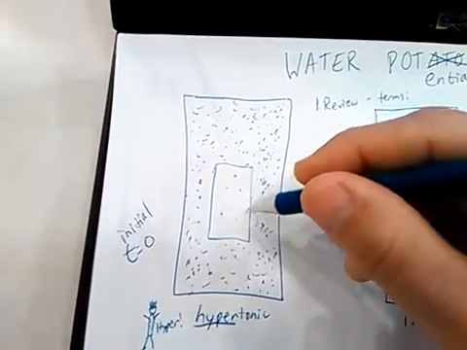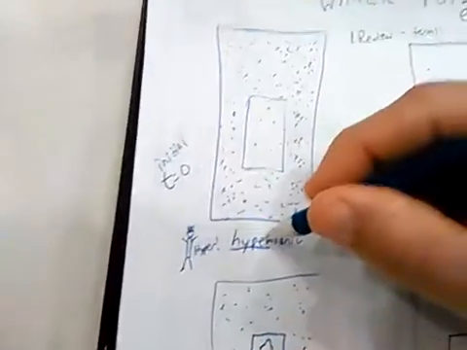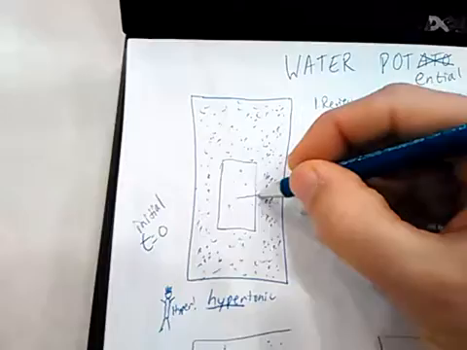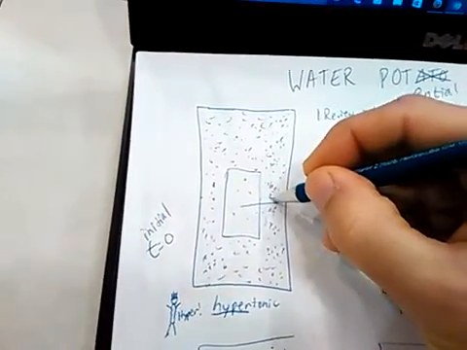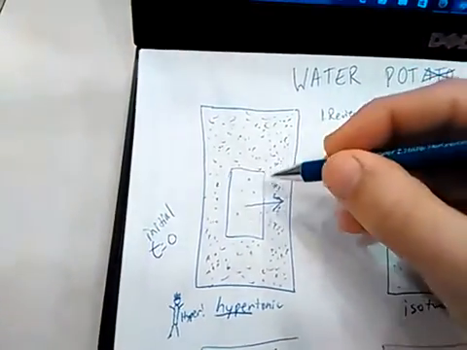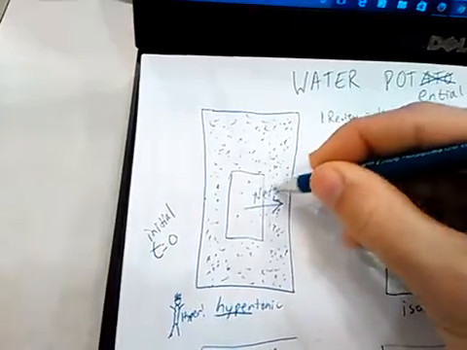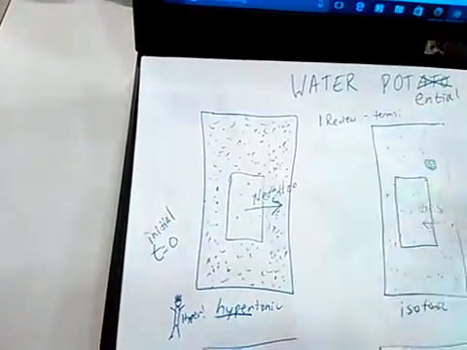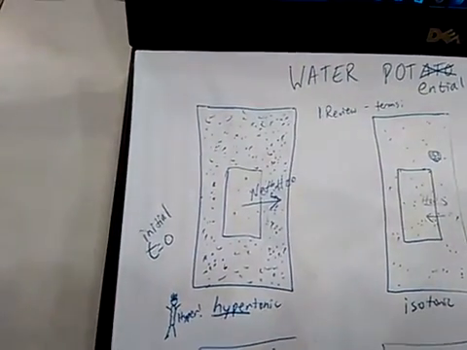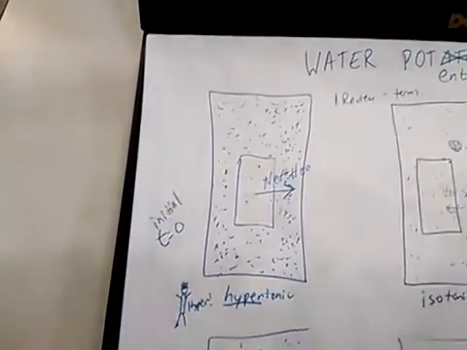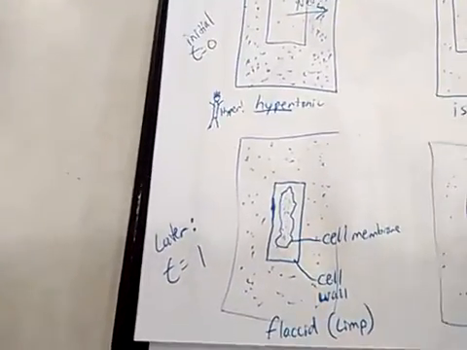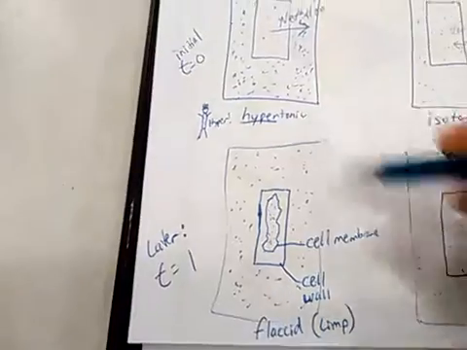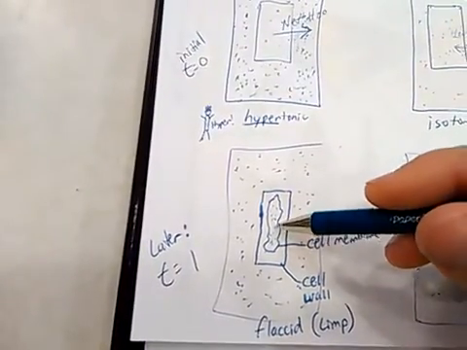So in this example, the hypertonic solution, water is going to have a net movement out. There is going to be some water moving in and some water moving out, but we're going to have a net movement of water out of the cell. And eventually, later, the cell membrane is going to have pulled away from the cell wall.